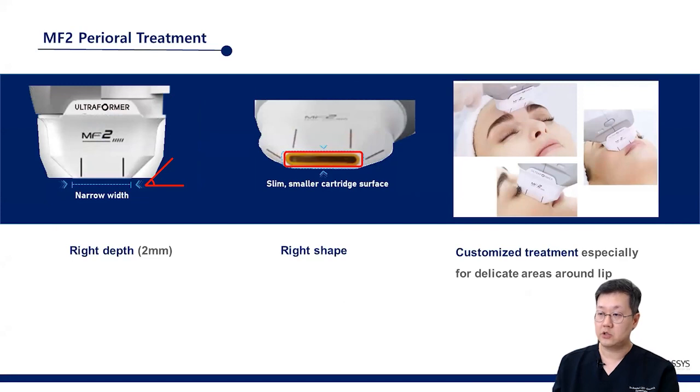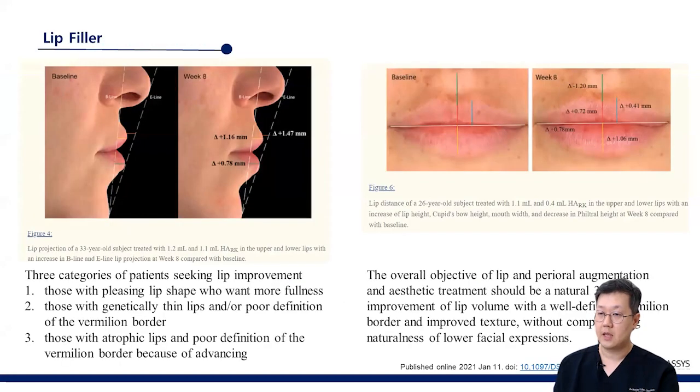So today I will show you how to use the MF2, a 2 millimeter depth handpiece with a very sharp quad vision channel inside. We will show you how we can approach the very narrow angles and the precise approaches for the perioral area.